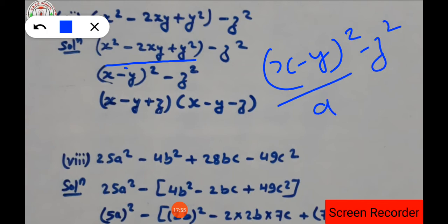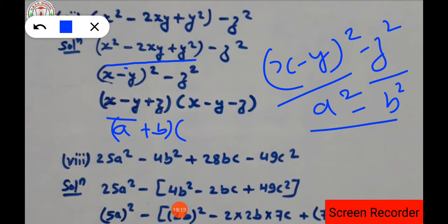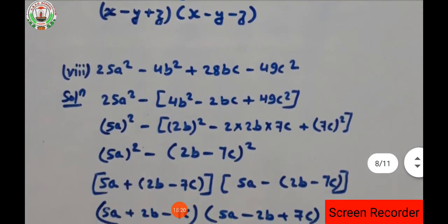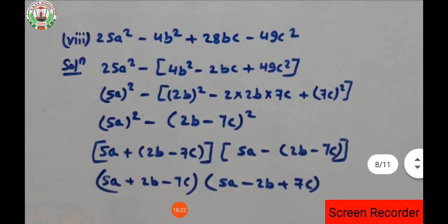This is the value of a square, this is the value of b square. So it is in the form of the formula, that is (a plus b) into (a minus b). So the a value we are having is x minus y, and plus b value into, this is the value of a, so it will be a minus b. So have you understood?